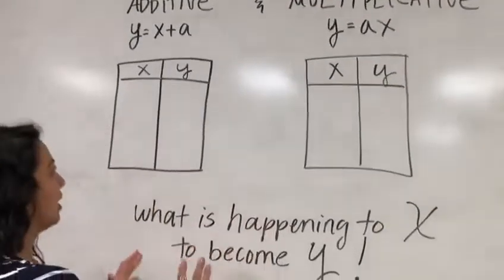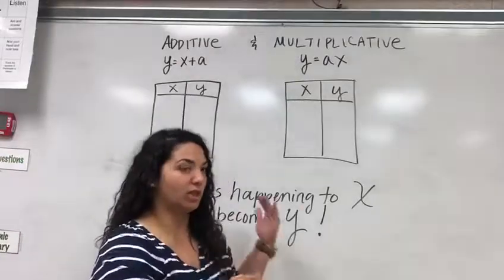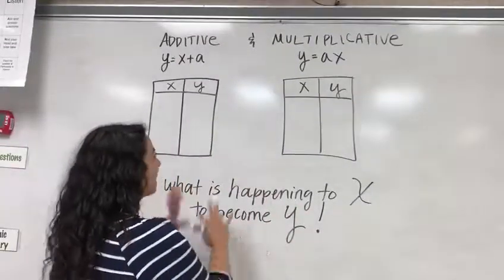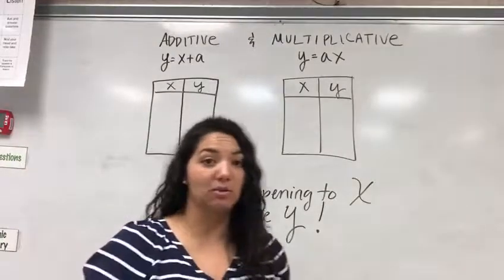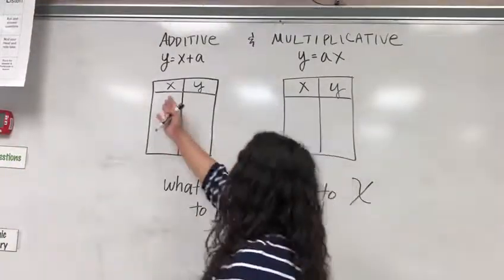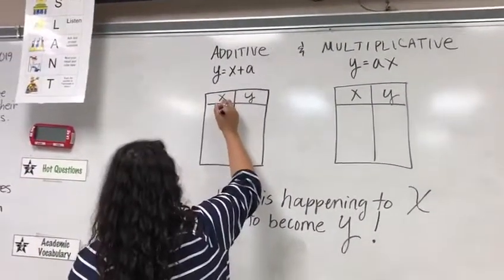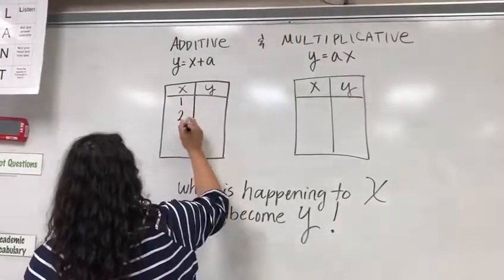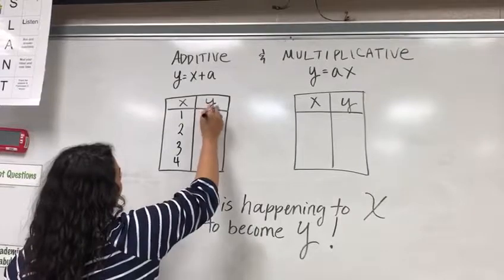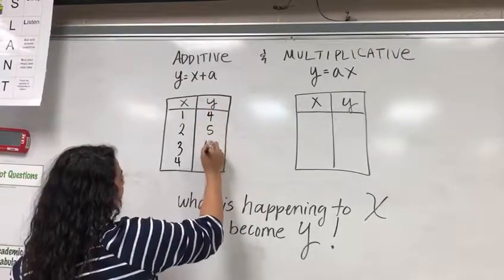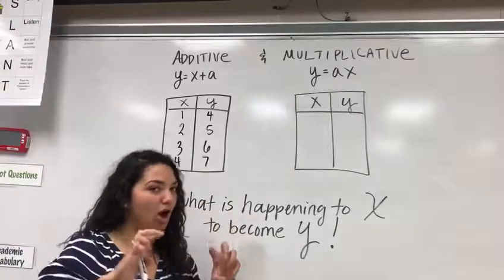The whole thing, when you learn input-output in 4th or 5th grade, really correlates with this. And what you should be asking yourself with additive and multiplicative relationships is, what's happening to x to become y? So over here I have an x and y input-output table. For every x, 1, 2, 3, and 4, I say that y is 4, 5, 6, and 7, and then I need to find the rule, that's what it was called before, right?